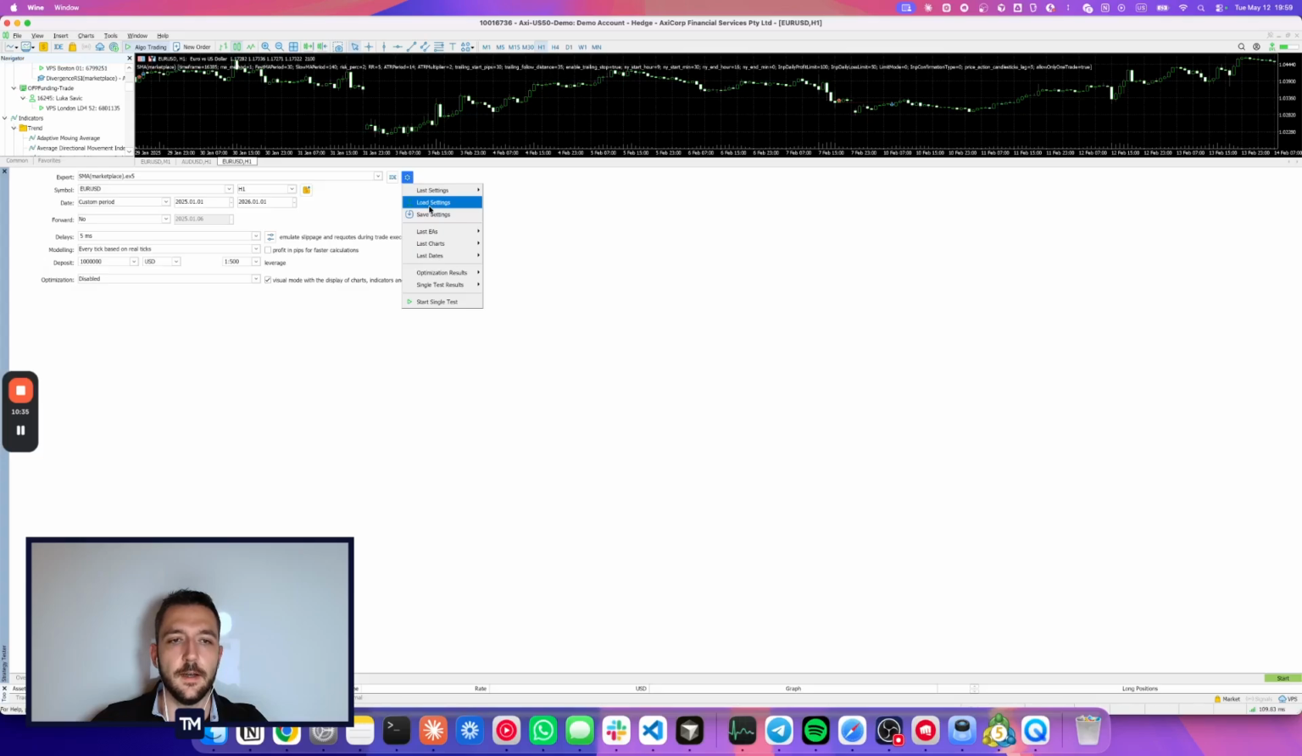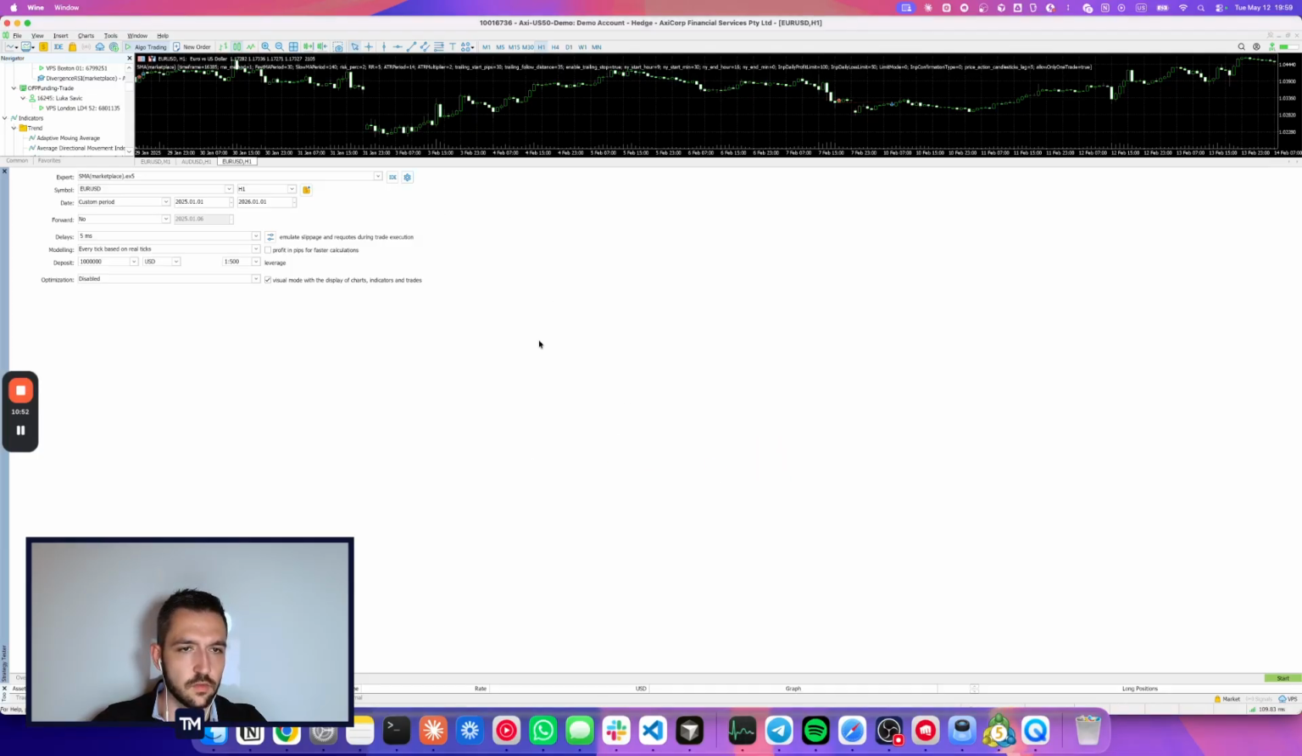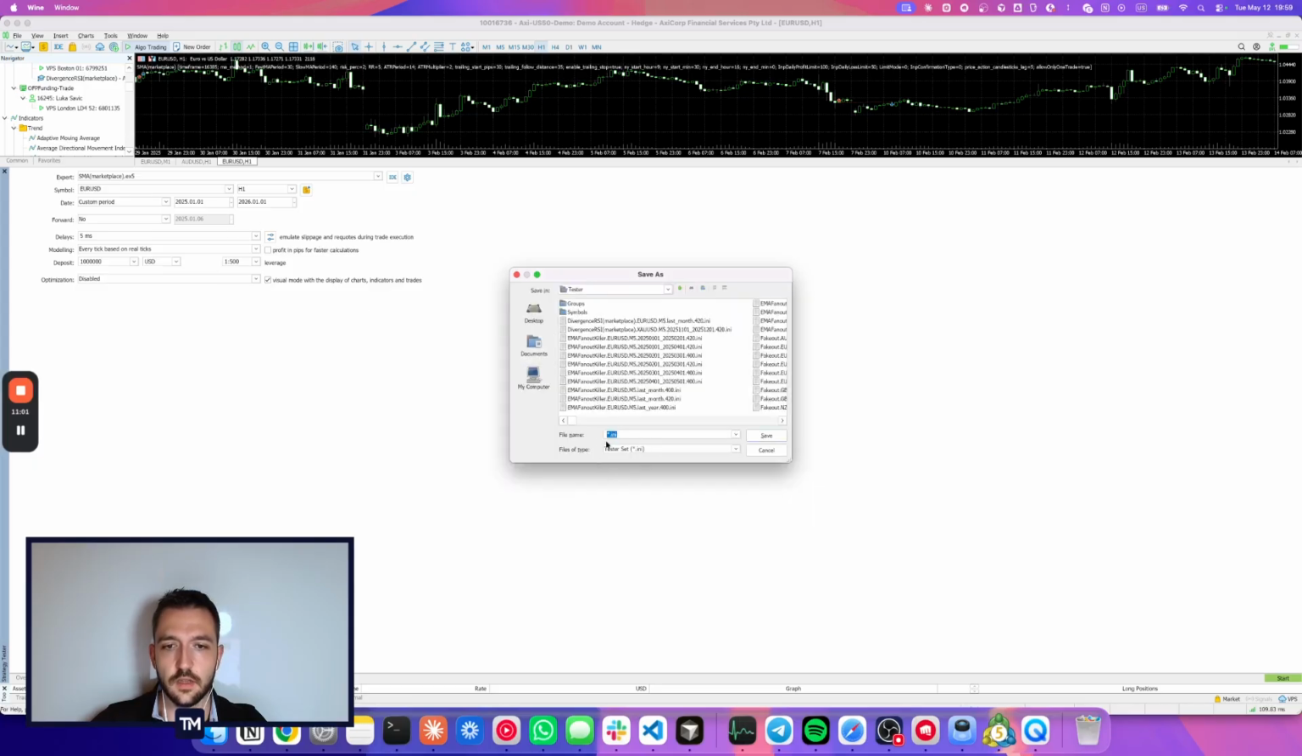If you click load settings, what this will do is try to load settings for your tester. Okay, so let's say you saved some tester settings. This is just the way to load them and for it to remember your last backtest. Okay, save settings will save the current settings. Okay, it is this tester set file.